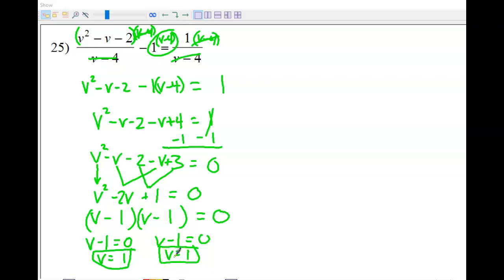Okay, so the big takeaway from this one is that when you have a square and non-squares, you need to move everything to one side and combine your like terms so you can factor it and use the zero product property.